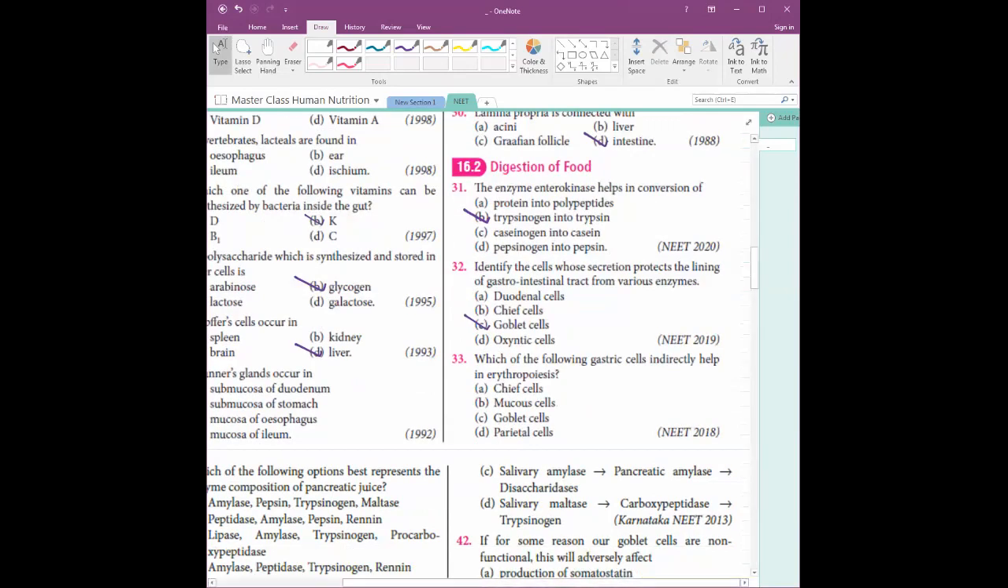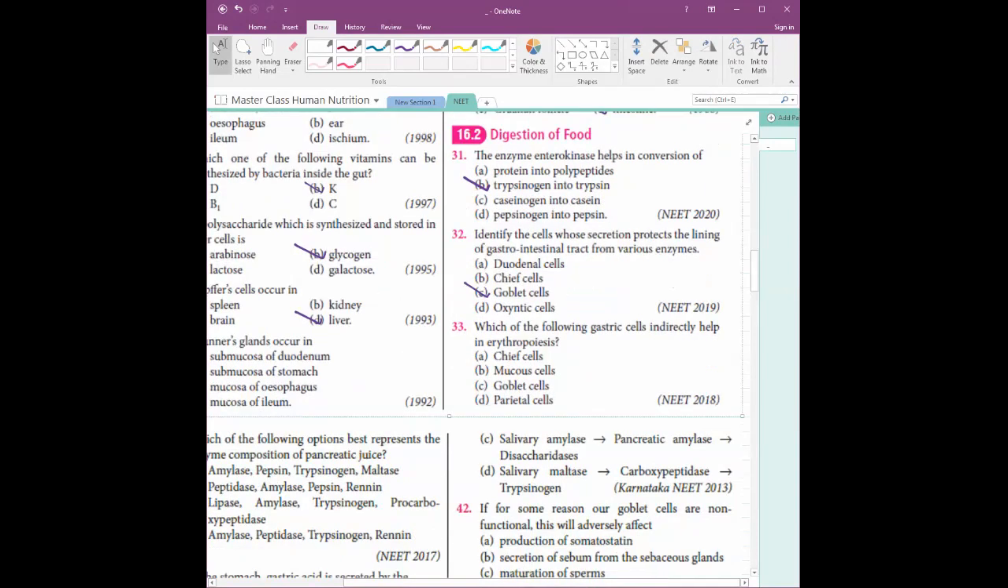Okay, so Divya, which of the following gastric cells indirectly help in erythropoiesis? So you remember we had said one of them produces the intrinsic factor. So guys, think about this. If you remember, who was that, guys? It was your, very nice, everyone. It is your parietal cells.